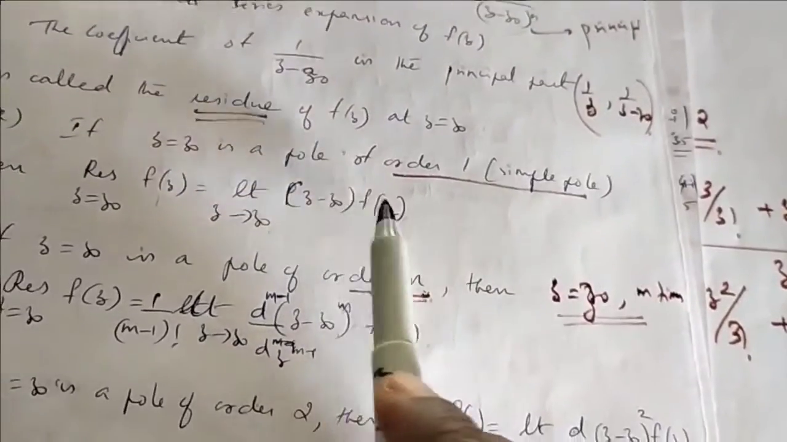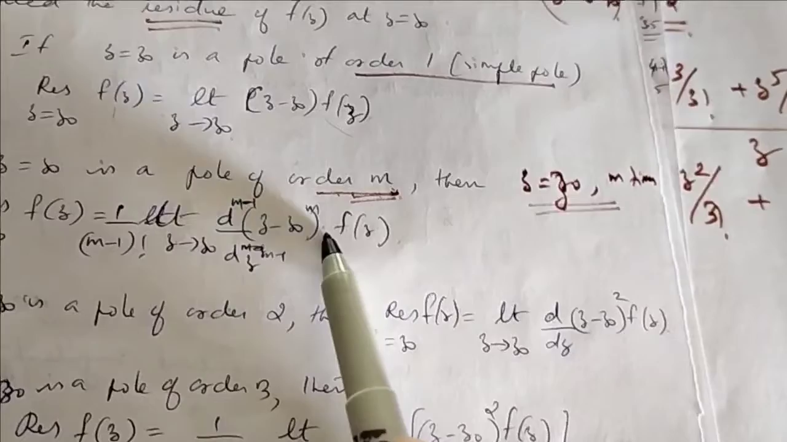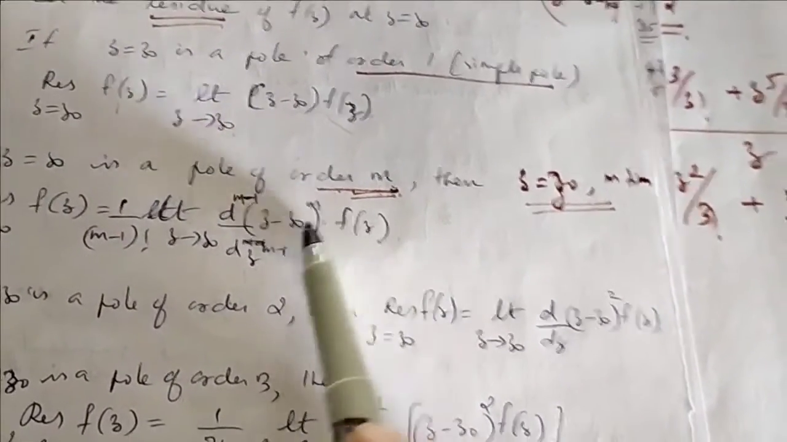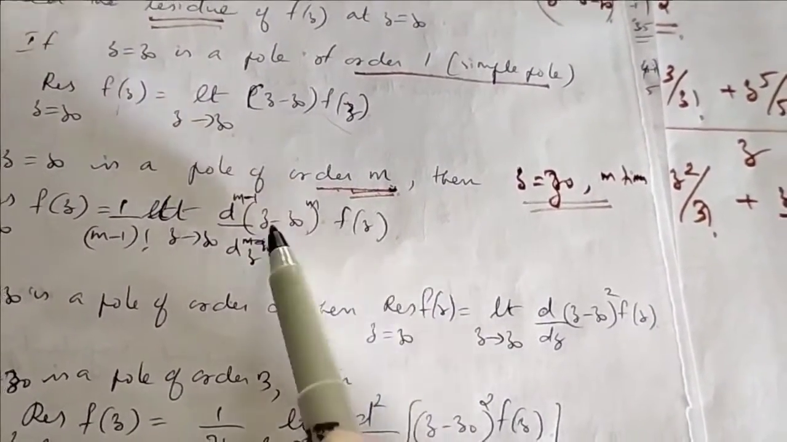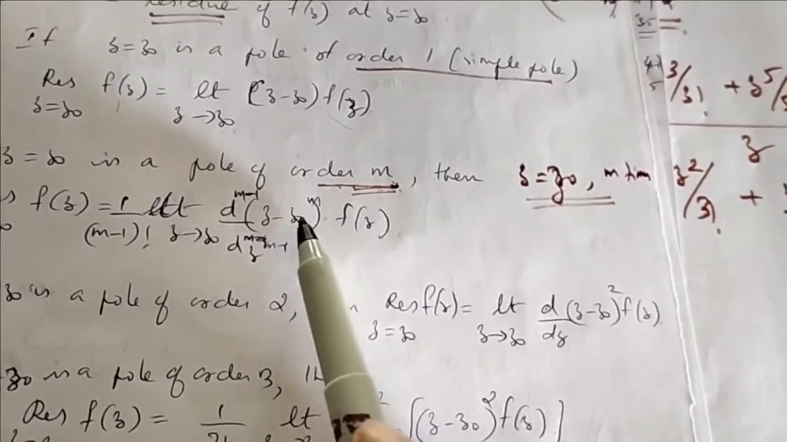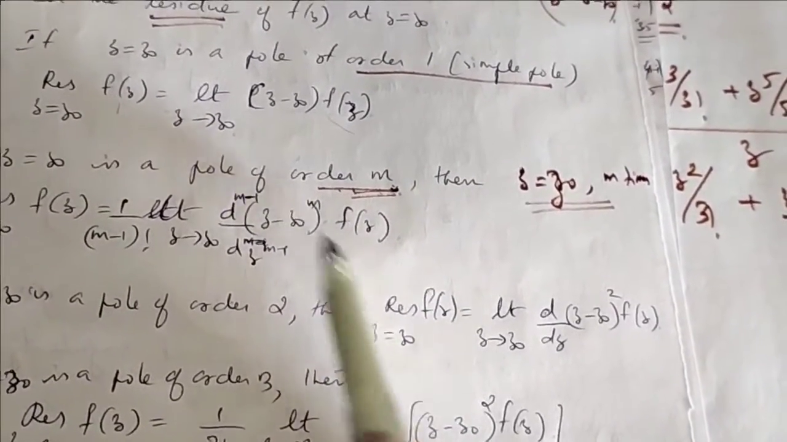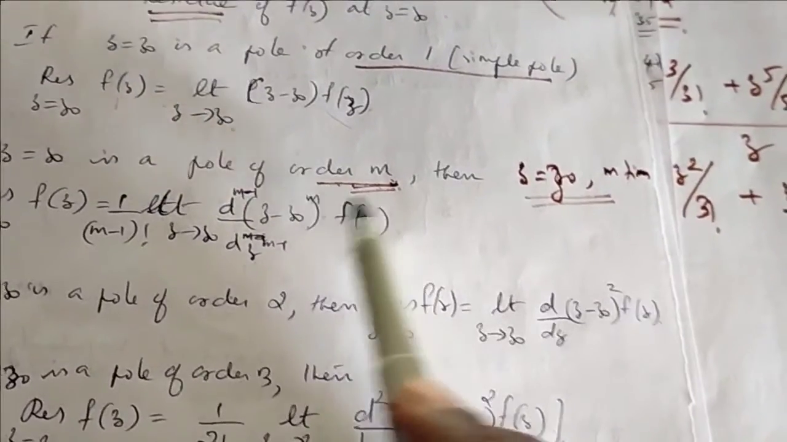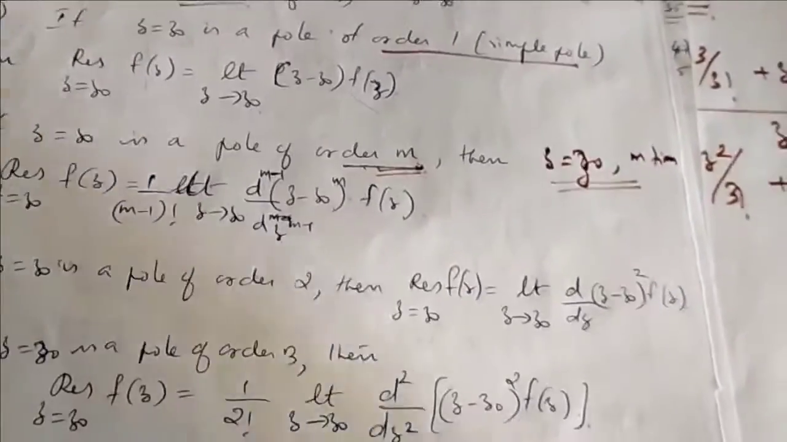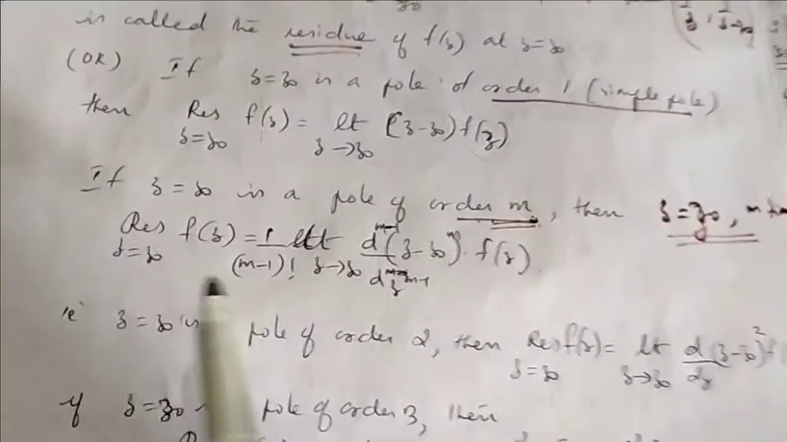Here, (z minus z naught) all raised to m into f of z. Here also we get the factor in the denominator (z minus z naught) all raised to m, because the singularity is repeating m times. So this denominator gets cancelled, and effectively we need to find the derivative of f of z. So that's the formula to find the residue.